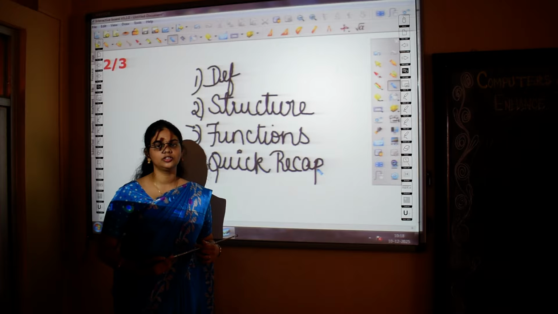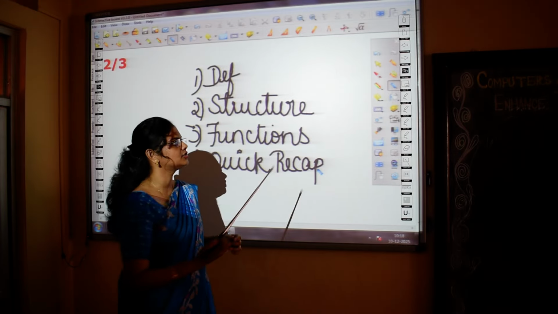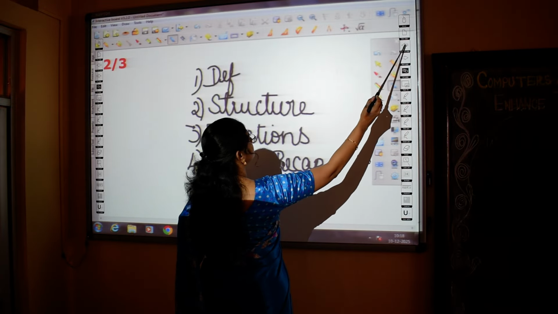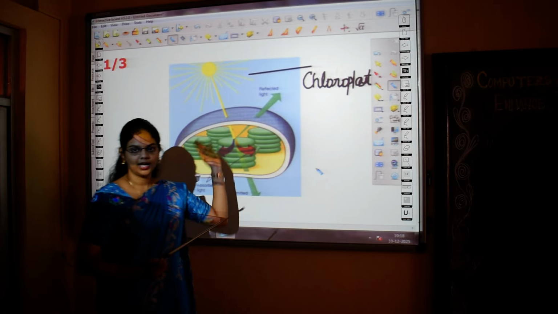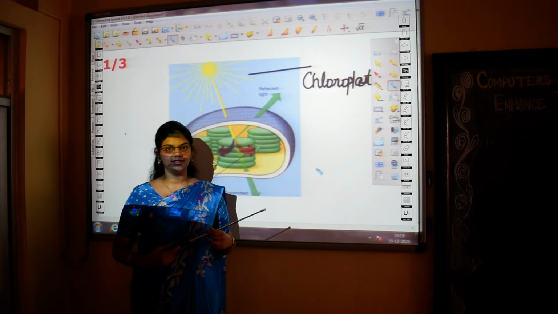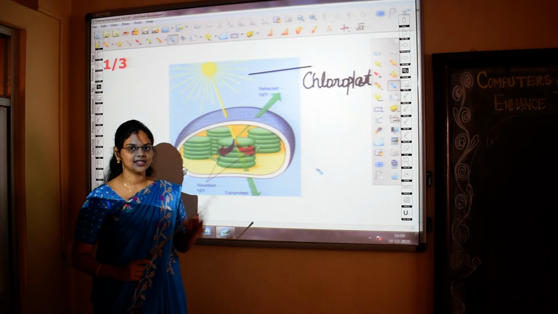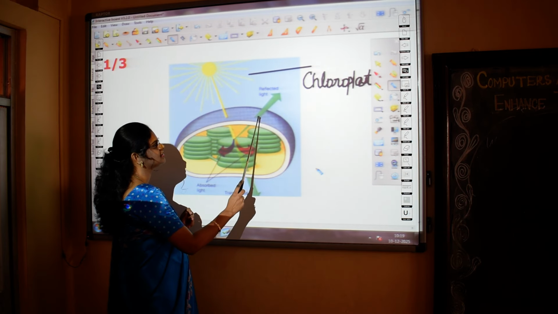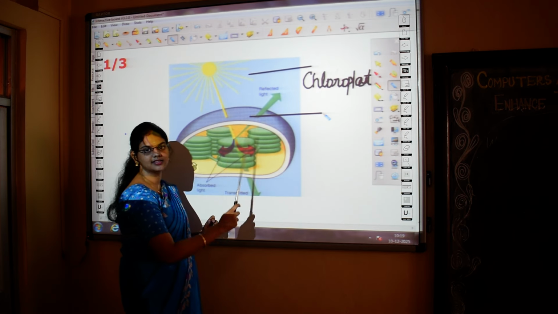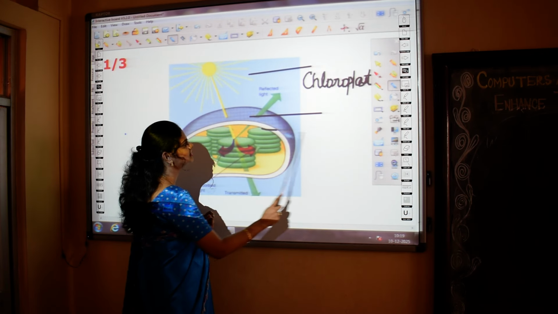Now moving on to the topic, let us discuss the definition of the chloroplast. By observing this diagram, it is easily evident that it is an organelle which has a double membrane bound. This is one membrane, the outer membrane, and this is the inner membrane.